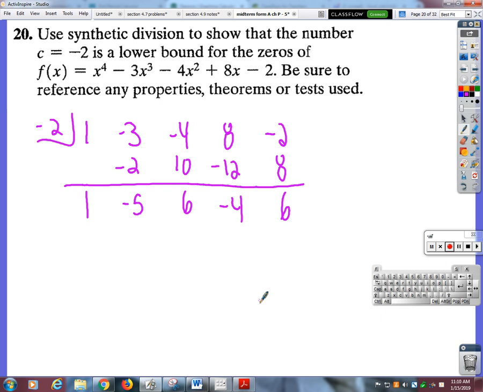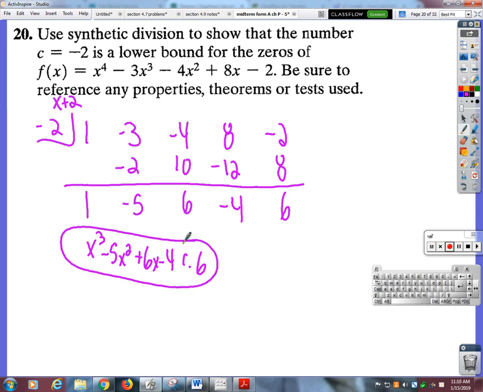Okay? This is not actually what this problem is asking us to do, but works for me if it works for you. Okay? So if you wanted to, what we just did is we took this thing right here and we essentially divided it by x plus 2, and we got as an answer x cubed minus 5x squared plus 6x minus 4 with the remainder of 6. That's what just happened.